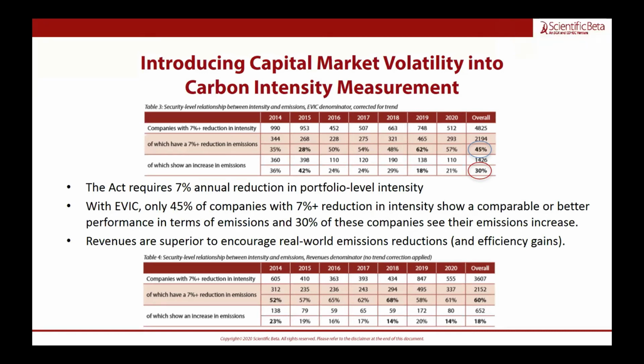Thank you, Frédéric. We have another question. Is EV-based carbon intensity more volatile than the revenue-based intensity in all sectors?